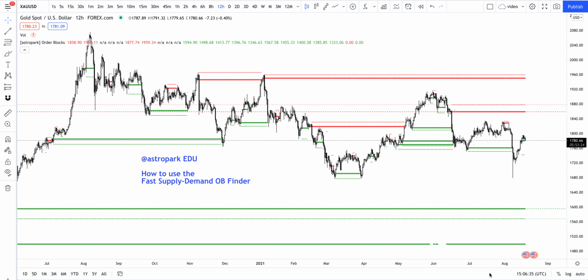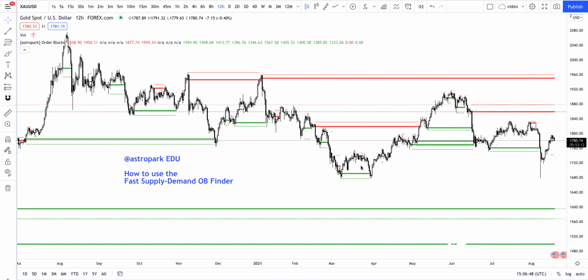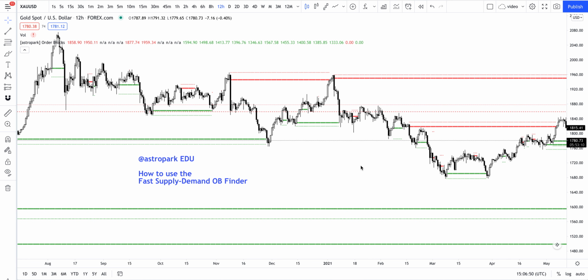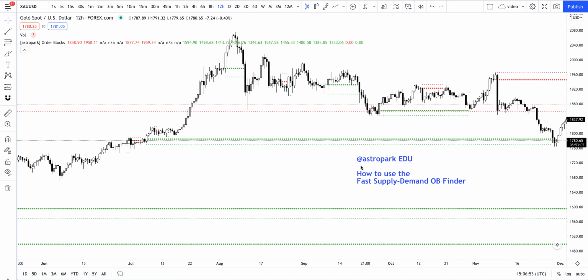So, first of all, why is it called a fast finder? It's a fast finder because it's immediate. It creates order blocks, finds order blocks really very fast.